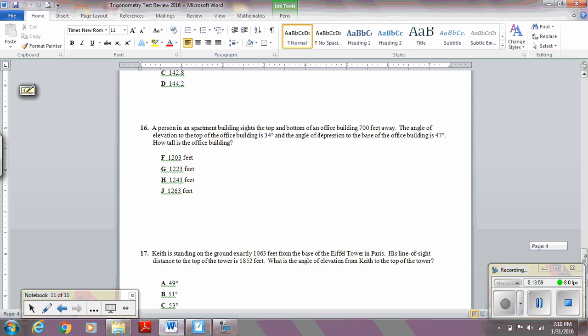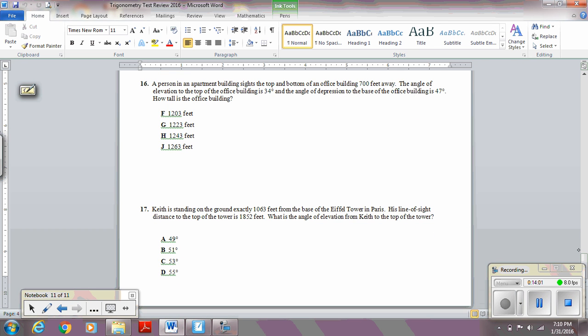Number 16 says, a person in an apartment building sights the top and bottom of an office building 700 feet away. The angle of elevation to the top of the office building is 34, and the angle of depression to the base of the office building is 47. How tall is the office building?